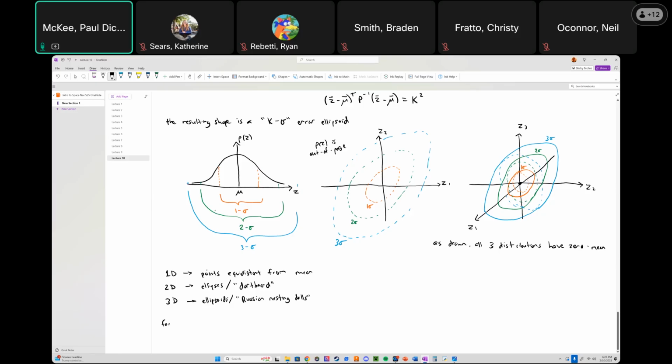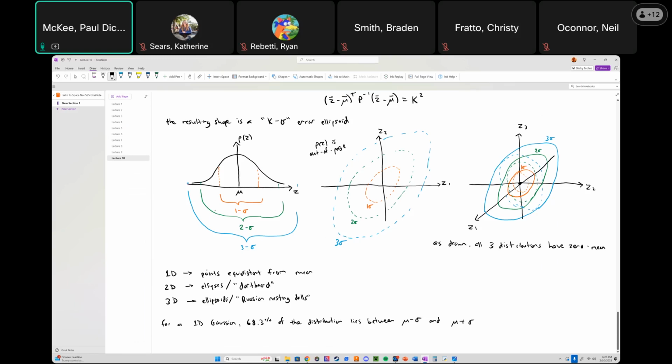For a one-dimensional Gaussian, 68.3% of the distribution lies between the 1 sigma line. So this orange region is 68.3% of the distribution.